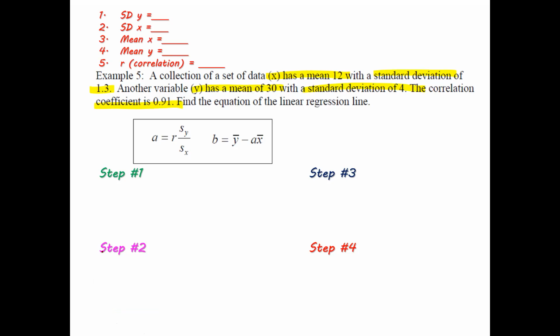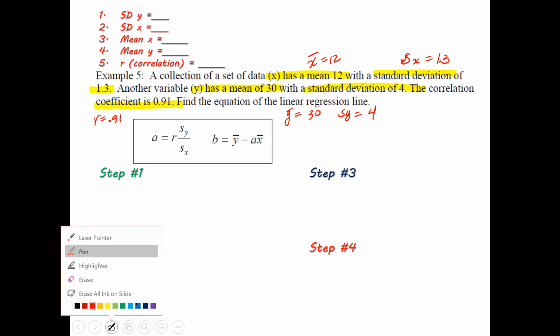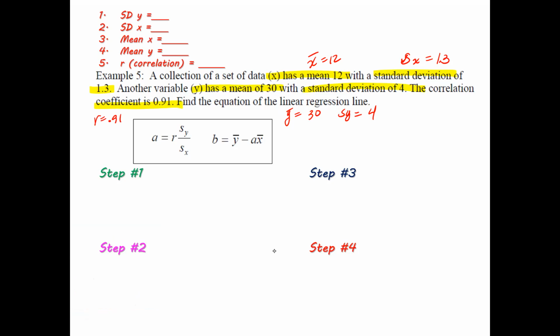So let's take a look at this. X bar is 12, SX is equal to 1.3. It's given to you that Y bar is 30, the standard deviation SY is 4, and that's also giving you r equals 0.91. Now that I have this information from the example itself, I am ready for step 1.